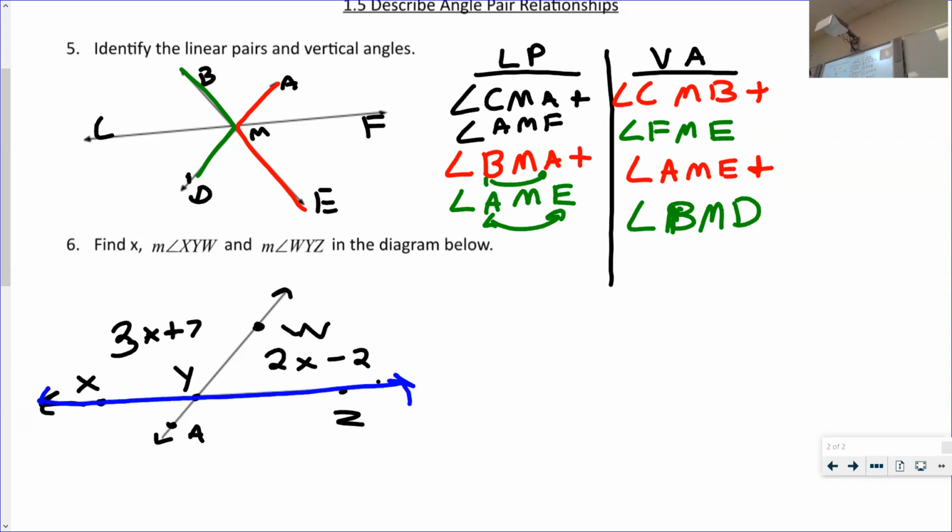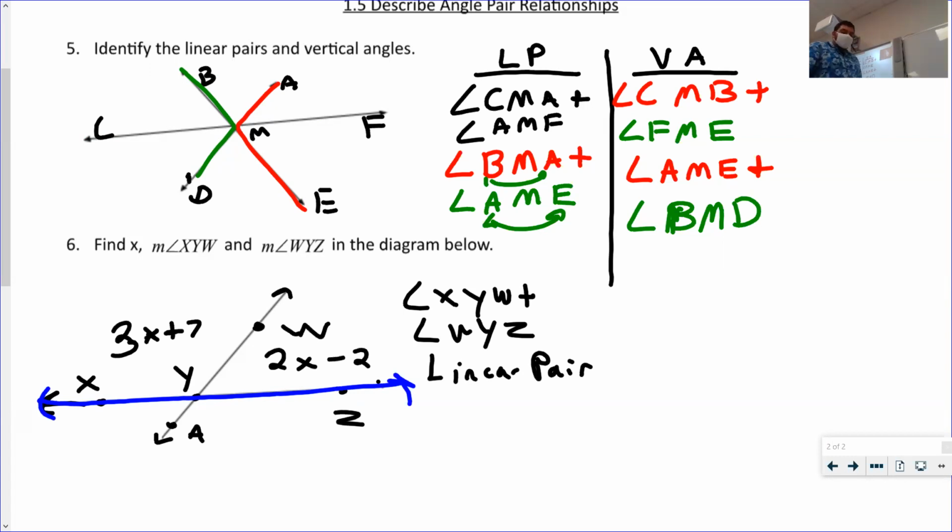If this is a straight line, then we know angle XYW and angle WYZ is a linear pair. Okay, so you look at me and you're like, okay, Mr. Tolo, it's a linear pair, what up? Then we have to know something from yesterday. Every linear pair is supplementary. So since I know it's a linear pair, the next thing I could say is that it is supplementary.